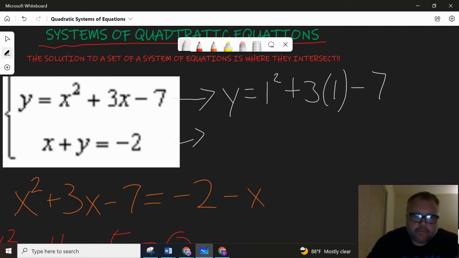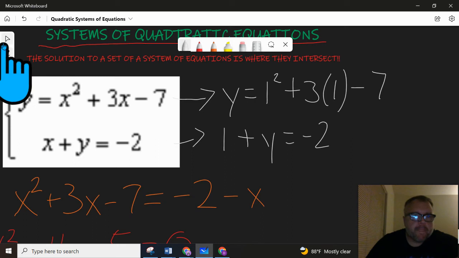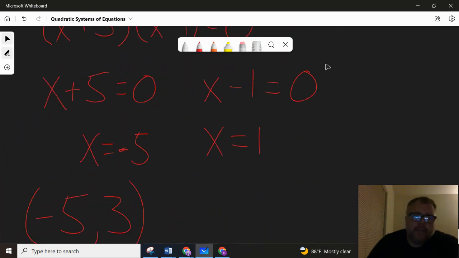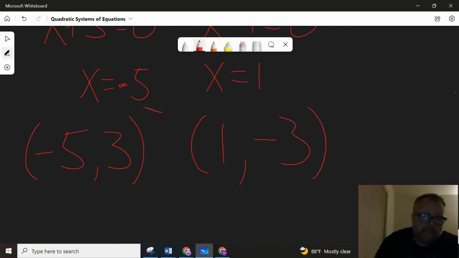If I say x is positive 1 plus y equals negative 2, subtracting 1 from both sides, either way, we get y to be negative 3, right? So it won't matter which one you plug it into because they intersect. So we know when x is 1, the other intersection is (1, negative 3). When x is 1, y is negative 3. So this is the answer.